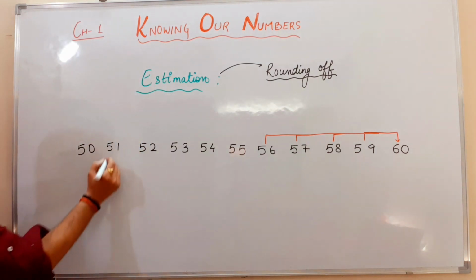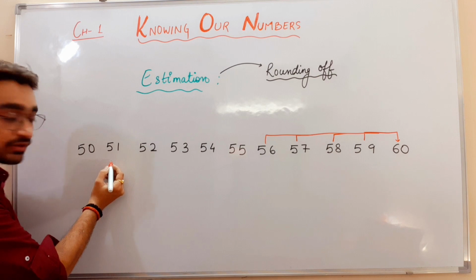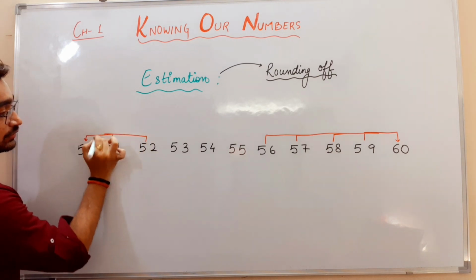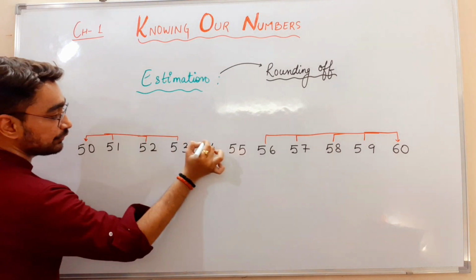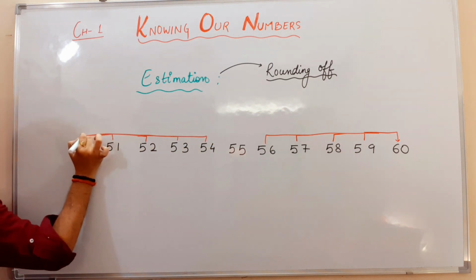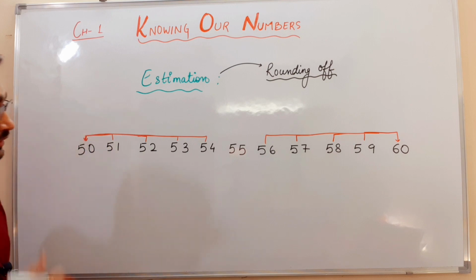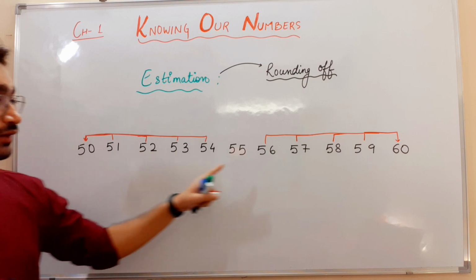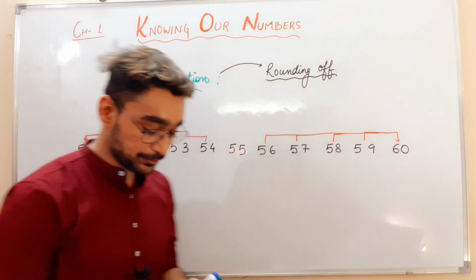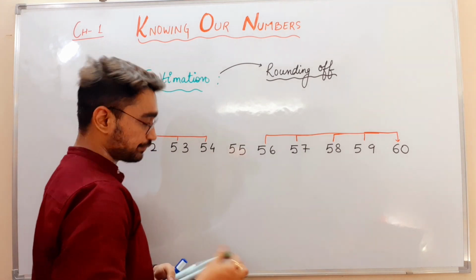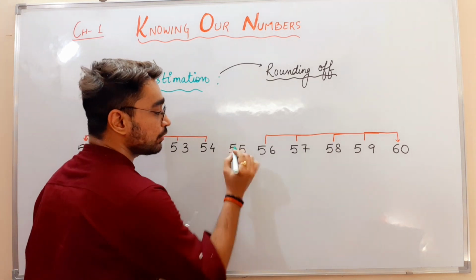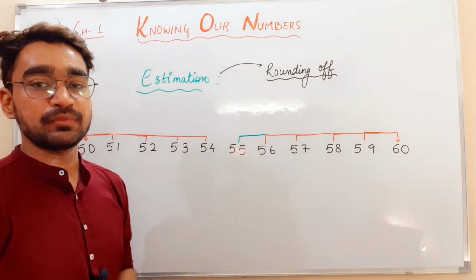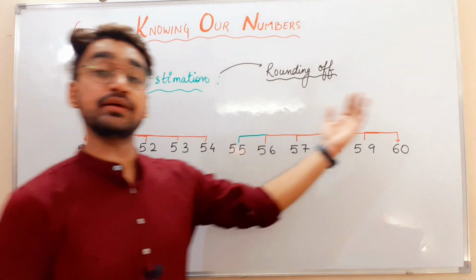But if I am comparing to this one, the nearest zero to 51 is 50. To 52 also the nearest zero is this. To 53 and to 54 also the nearest zero is 50. Now we can easily say that from 51 to 54 the nearest zero is 50, and from 56 to 59 the nearest zero is 60. But what about this number 55? This 55 is also calculated with the nearest zero as 60, because it is coming in between, so we calculate it to the bigger number.